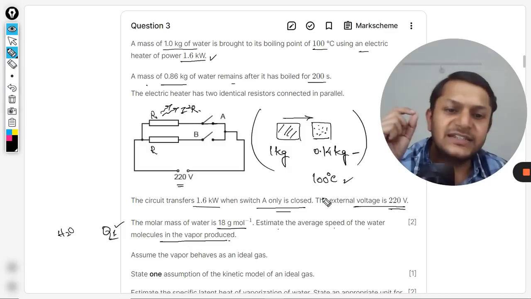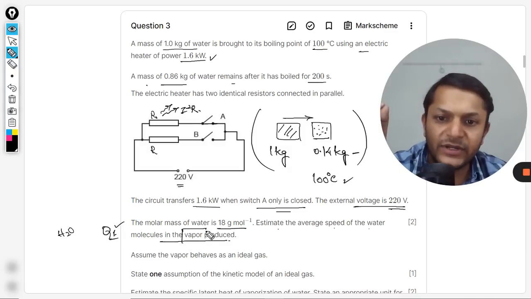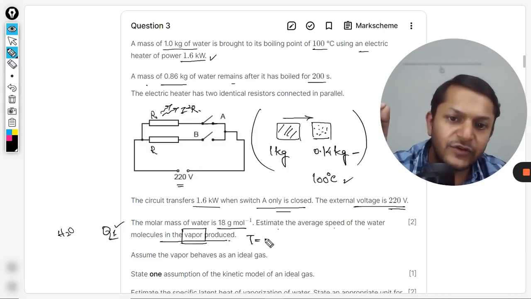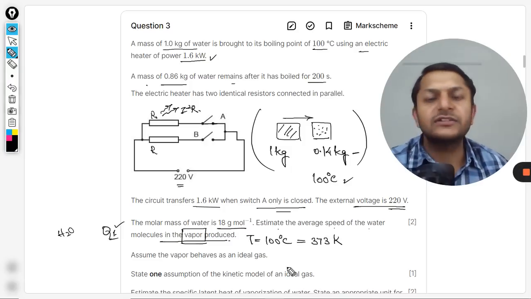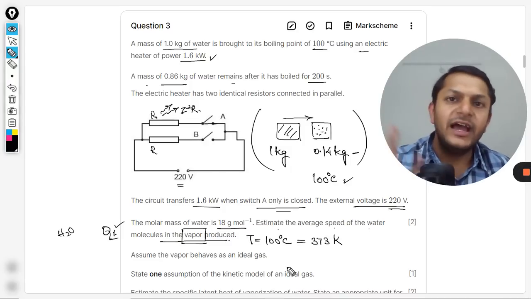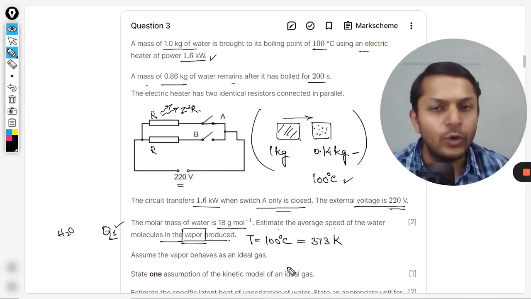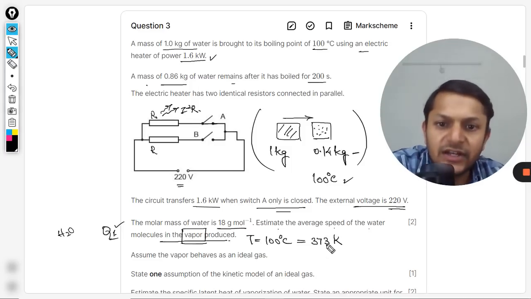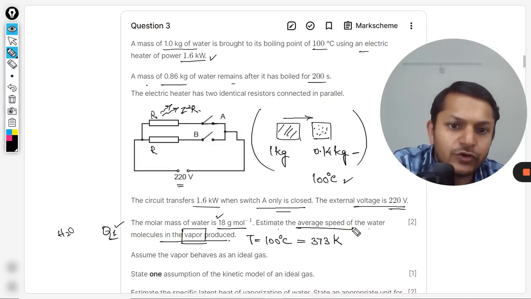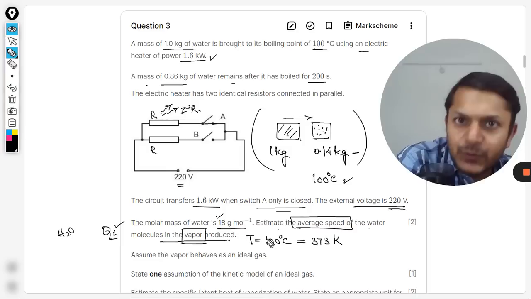It means that the steam that they're talking about, like the vapor that they're talking about, the temperature of that is 100 degrees C, which becomes 373 Kelvin, isn't it? Because we would be adding 273, and in every calculation we are only using Kelvin as a unit for the temperature. Anyway, so this is done now, and 18 is the molar mass that is given here. We want to find the average speed.